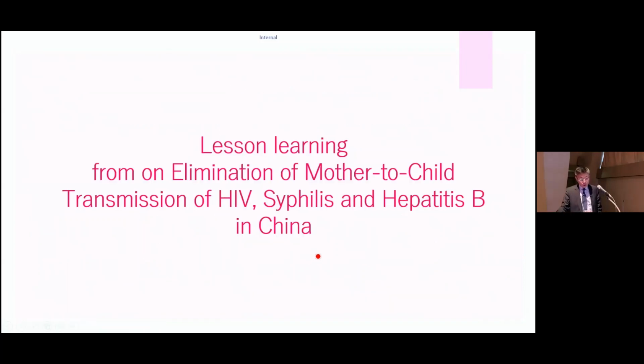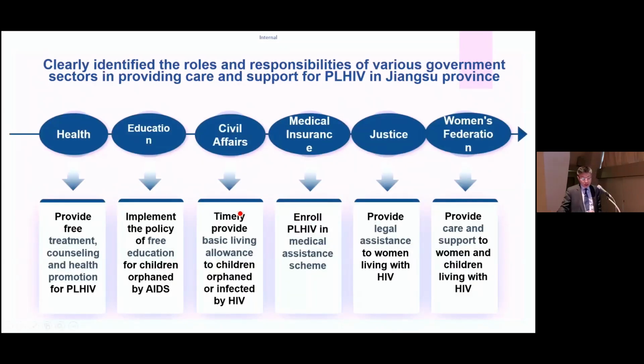Also, in the WHO's first document for the validation of human rights, gender equality, and community engagement is the elimination of mother-to-child transmission of HIV, syphilis, and also hepatitis B. So we can draw some lessons learned. This is the case in Jiangsu province in China.